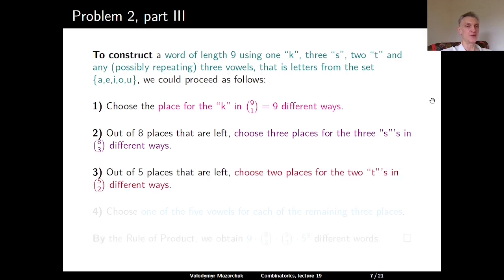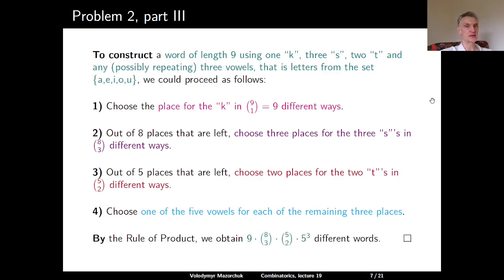Now action 3. We have 5 places left. We choose 2 places for 2 letters T. We can do this in 5 choose 2 different ways. What remains is 3 places, and each of them can have any vowel. So we need to choose one of 5 vowels, we can repeat them, for each of the remaining 3 places. So for each place we have 5 choices.